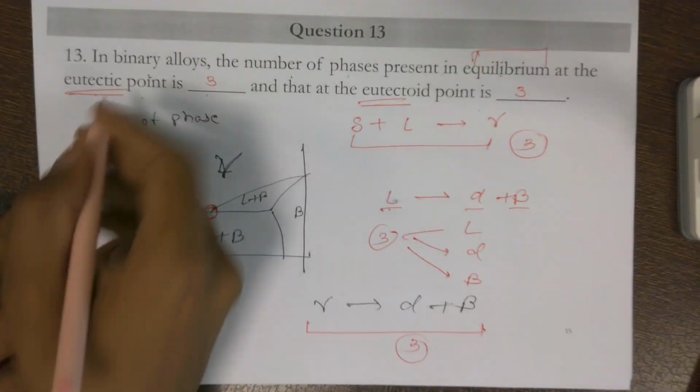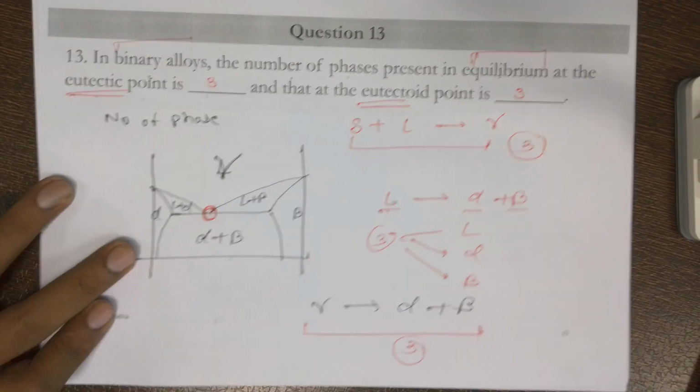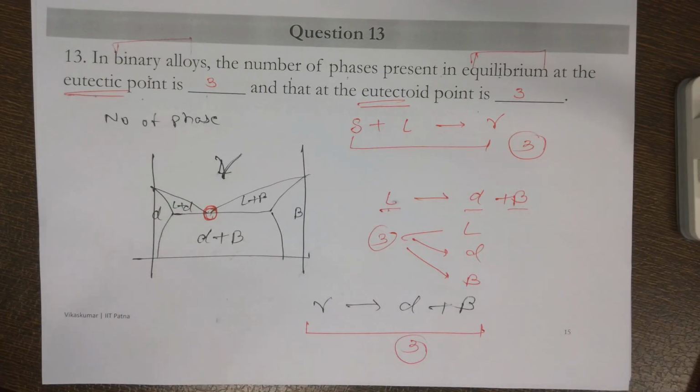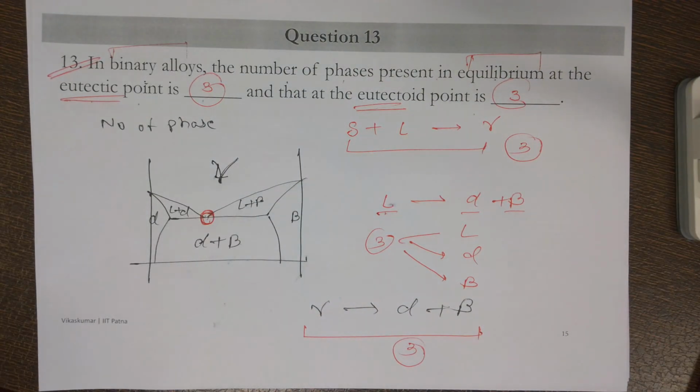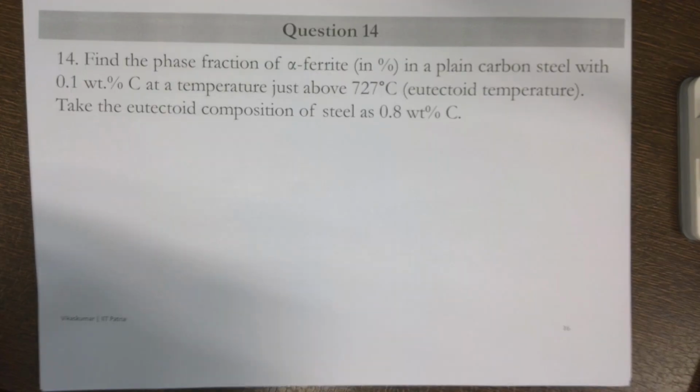The important thing is that we are talking about binary alloys right now. So for ternary, one more thing will be added, so let's not discuss that right now. So here we will have 3 and 3. With that, we have solved question number 13. Any doubt, let me know. If not, let's go to the next question, number 14.